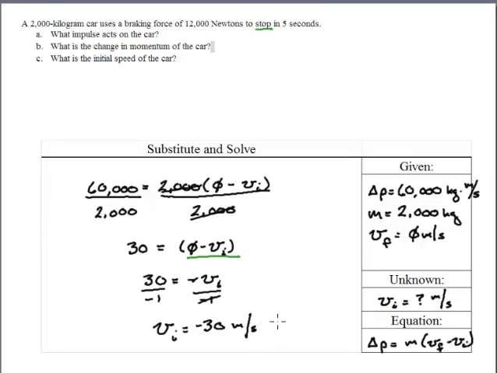Now you might ask, what does this mean? Velocity is a vector, and so if it has a negative sign, what does it mean? It's going backwards. So it was going backwards initially. 12,000 newtons were used to stop the car.